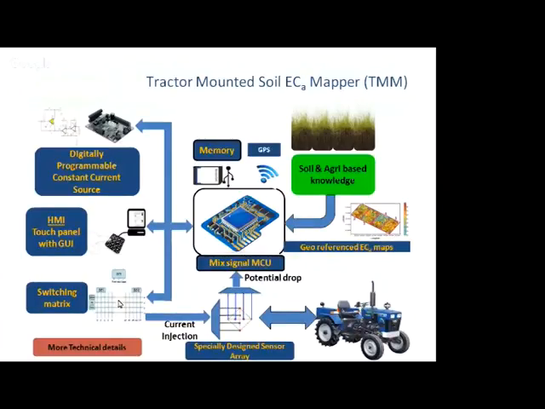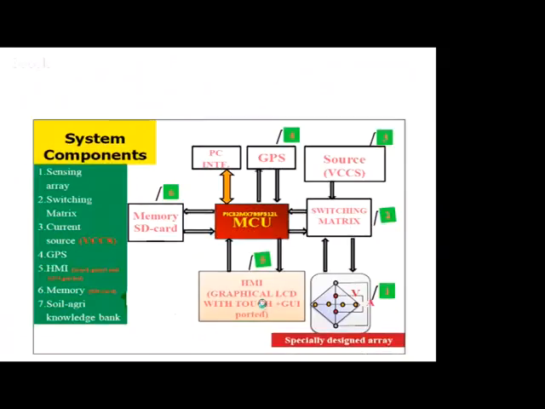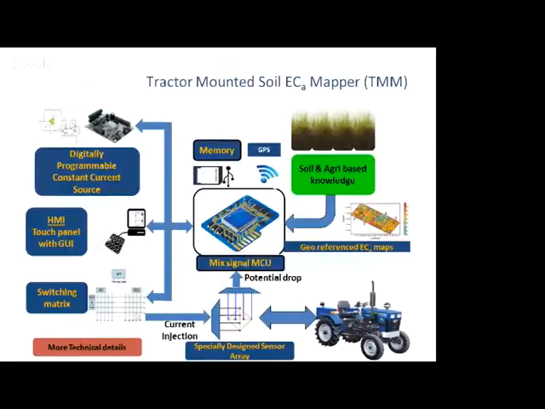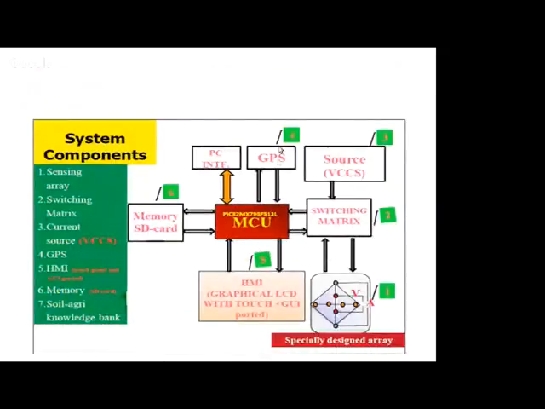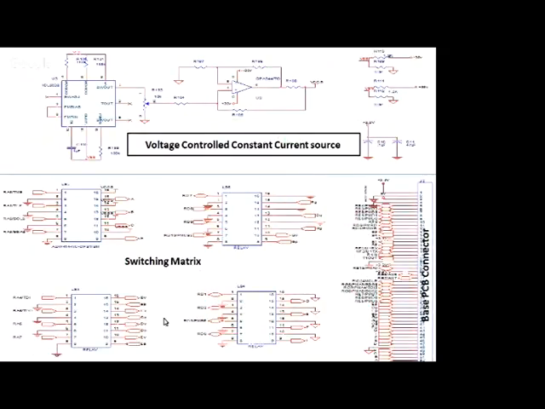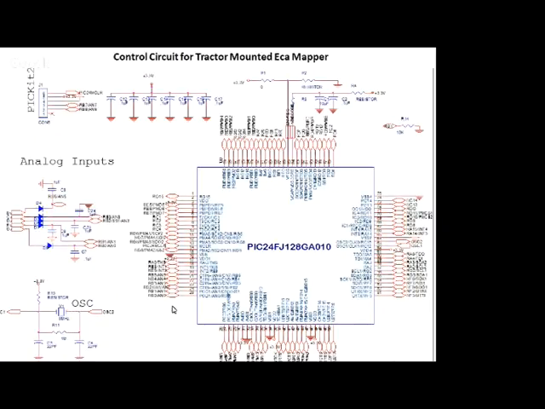This is the whole embed system inside, which uses a mixed signal controller from PIC. Earlier it was 16-bit, now it is being upgraded to 32-bit. There is a memory, a GPS, and a specially designed array, current injection system, switching matrix, human machine interface, and a programmable constant current source inside it. This is the whole diagram, which includes GPS, programmable source, switching matrix, memory, human machine interface, and specially designed array. This is the whole inside of the electronics that we developed. You can see this is a complete PIC based design. A lot of circuits, I think you just take a look at it. You don't have to understand it completely, but these are all the insights.